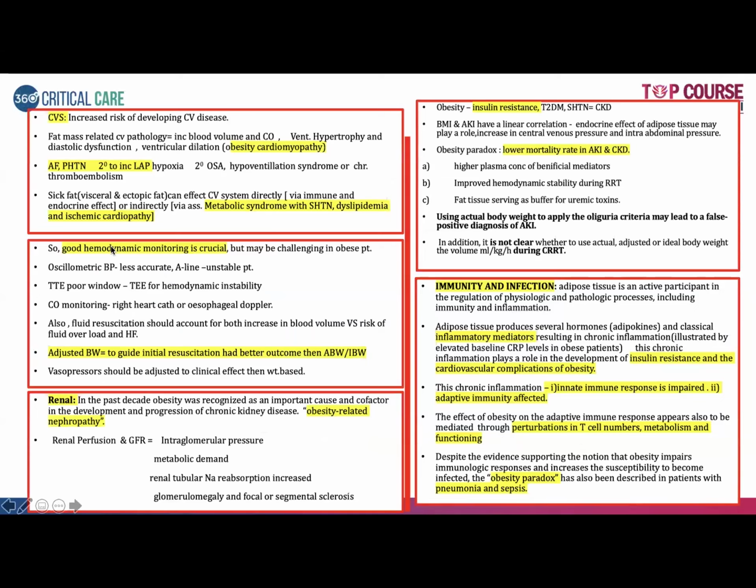Cardiovascular system, again, the fat mass related pathology: increased blood volume, cardiac output, ventricular hypertrophy because of the increased sympathetic drive, and diastolic dysfunction, ventricular dilatation causing obesity cardiomyopathy. Also, these patients are prone to have pulmonary hypertension secondary to OSA, obesity hypoventilation syndrome, and they are also prone to thromboembolism. And the metabolic syndrome also poses a cardiac risk in terms of coronary artery disease. So monitoring the hemodynamics is very crucial in these patients.